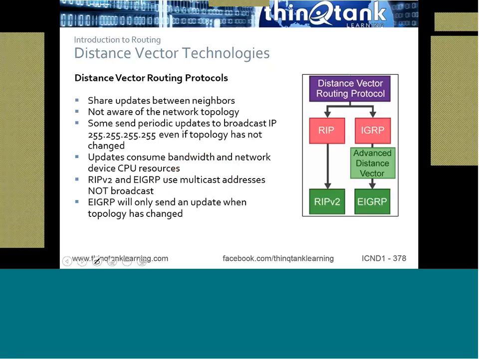But even further, EIGRP only sends out updates when the topology changes. They only send out updates when there are changes in the network. So remember I said when we started to talk about these routing protocols that EIGRP is more of an advanced distance vector protocol. It's for this reason. EIGRP tends to do things a little bit more like a link state routing protocol.